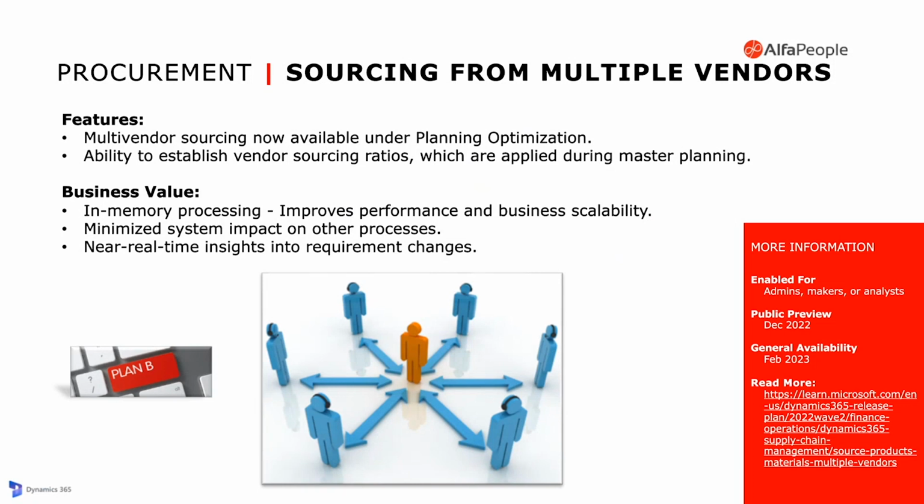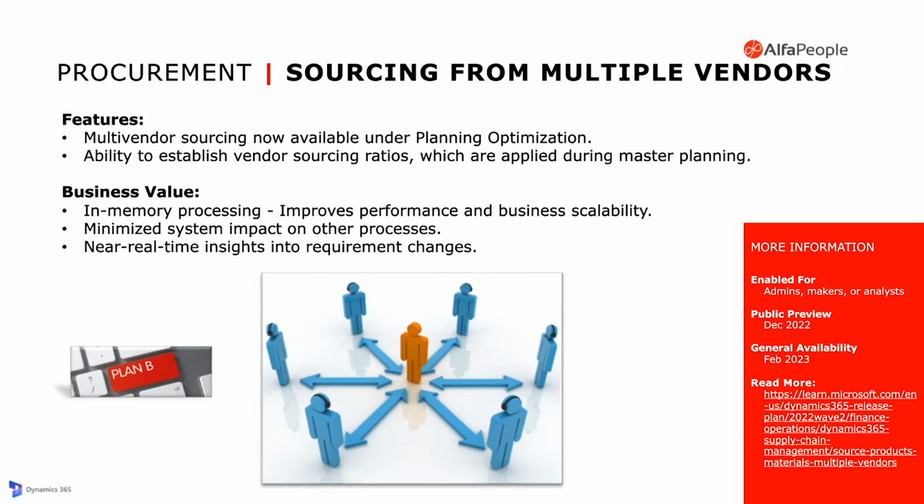And with that in mind, we know that diversifying the supply network can help businesses be more agile and, above all, of course, more responsive to changes. This is the reason why planning optimization can now support multi-vendor sourcing by allowing users to establish vendor sourcing ratios, which can be applied during master planning. For example, you could set a rule to ensure you will purchase 70% of materials from vendor X, while the other 30% you will purchase from vendor Y.